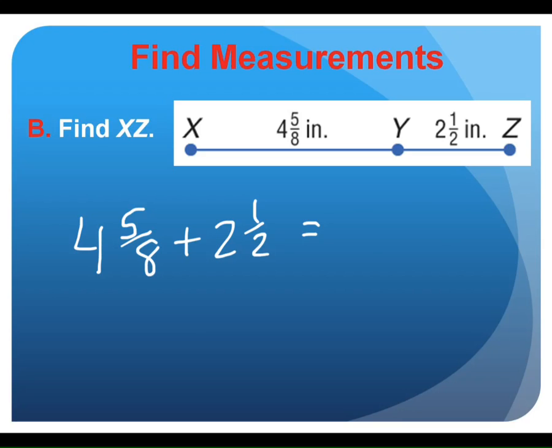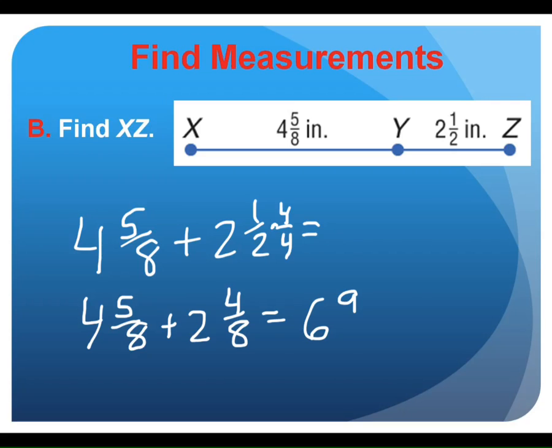Okay. Now again, we need common denominators here. So between 2 and 8, a common denominator would be 8. So if I multiply that by 4 over 4, 4 5/8 plus 2 4/8, okay, would give me 6 9/8. Remember, this is greater than 1. So I'm going to take 8/8 away from this and make the whole number. And I'm left with 7 1/8 of an inch. That entire line segment is 7 1/8 of an inch long. Okay? All I did was I added those two chunks of it together.